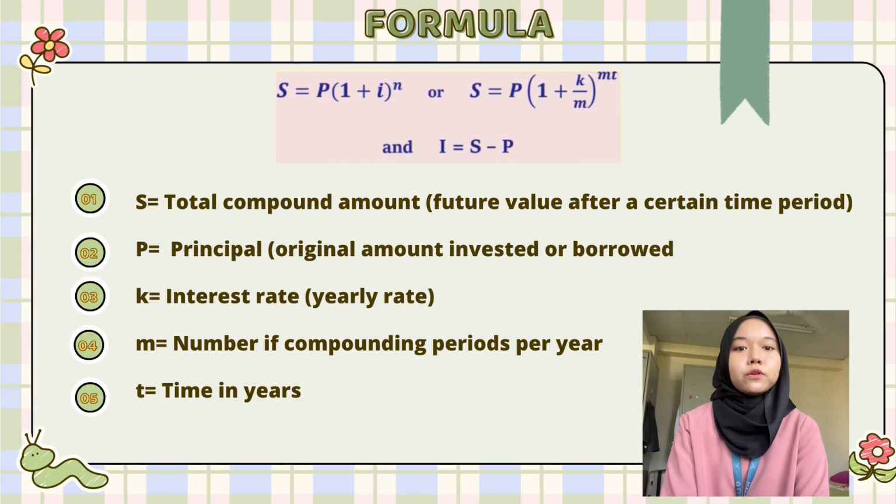This is the formula for compound interest, which is S equal to P bracket 1 plus i bracket to the power of n, or we can use S equal to P bracket 1 plus k per m to the power of mt, and I equal to S minus P.